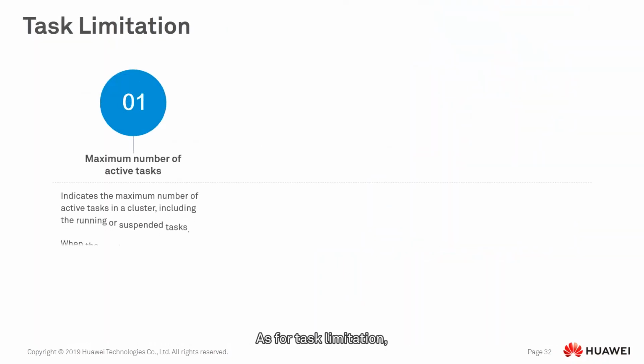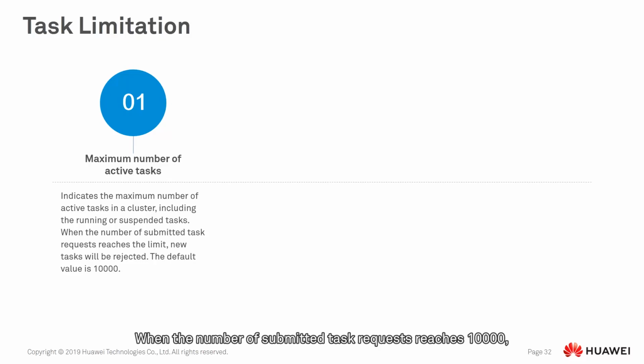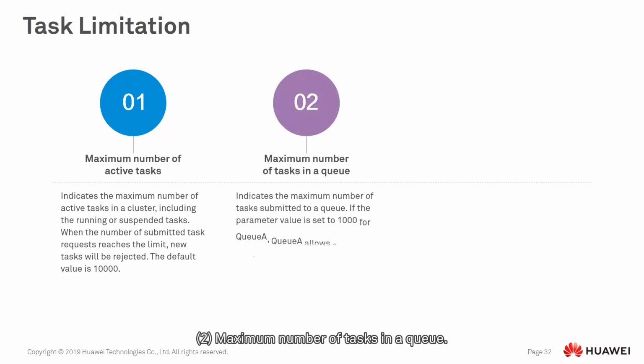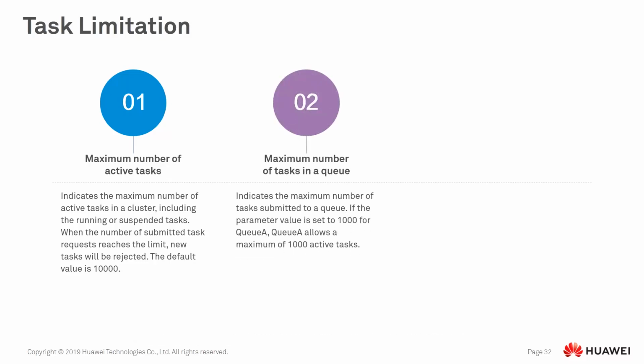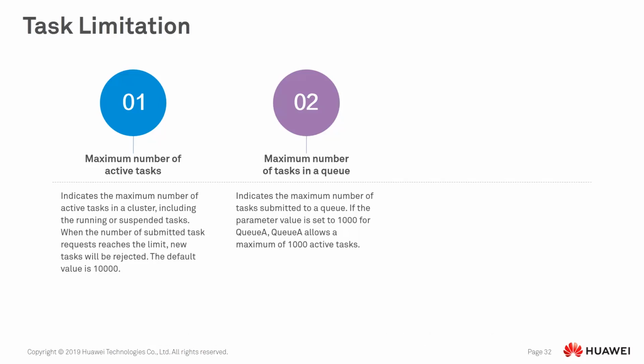As for task limitation, there are three parameters. First, maximum number of active tasks. The default value is 10,000. When the number of submitted task requests reaches 10,000, new tasks will be rejected. Second is maximum number of tasks in a queue. The default number is 1,000. If the number of submitted task requests in QA reaches 1,000, new tasks will also be rejected.